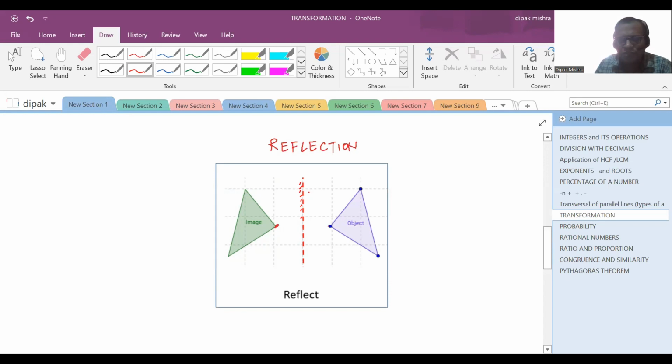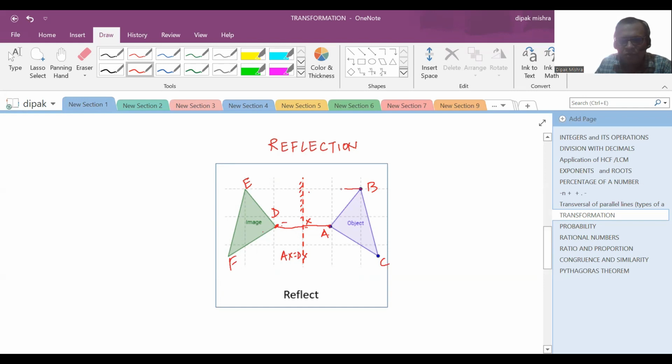Every point of the object is at the same distance from the mirror as every point on the image. So we can say A, B, C, and D, E, F being the image formed here. The distance of A from the mirror is AD. When I say distance, I mean perpendicular distance. So it is AX and DX. So AX must be equal to DX, right?